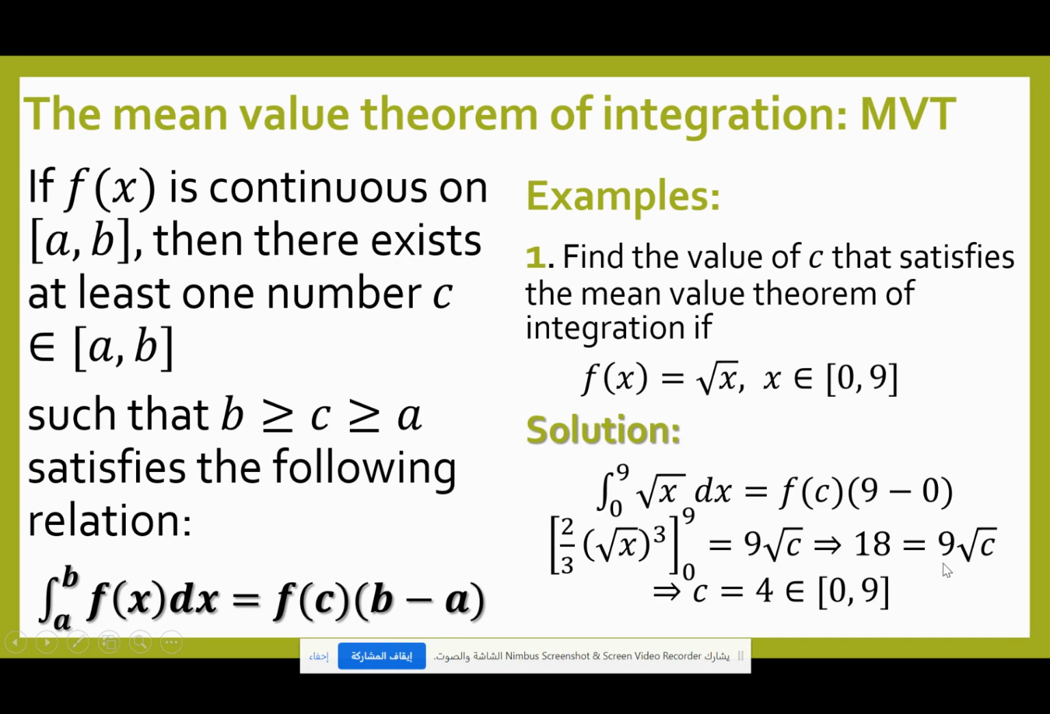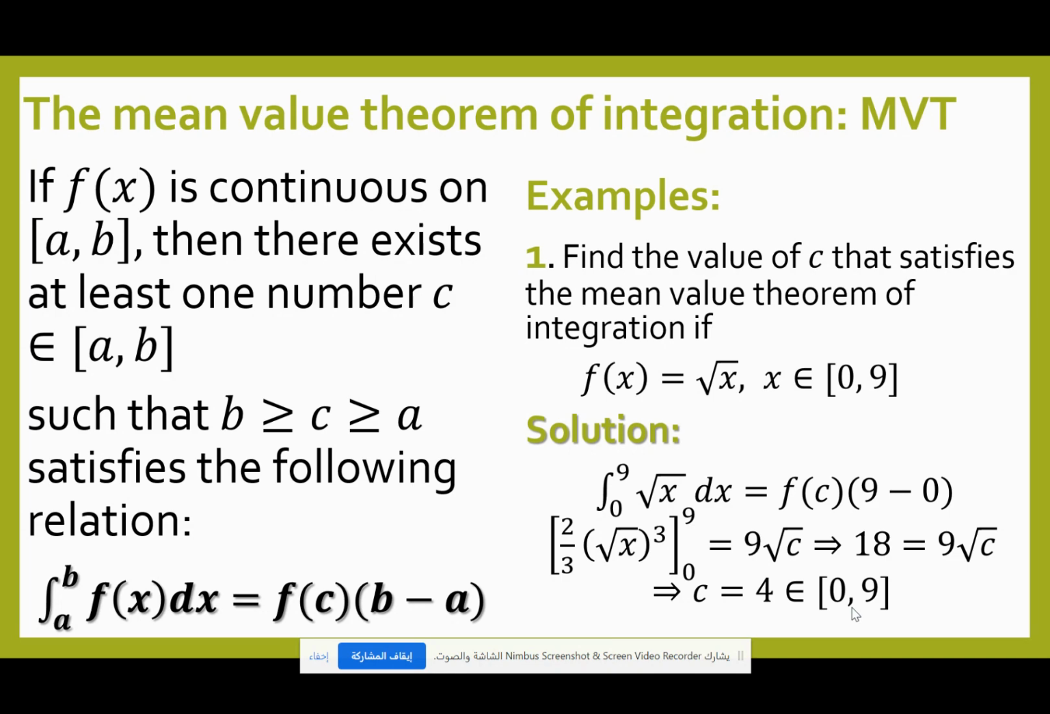Now you can divide both sides by 9. You will get 2. Square both sides, you will get 4. Ask yourself, does 4 belong to your given interval, to accept it, or not? If it belongs, you accept it. If it doesn't, you reject it. Actually, it does. c equals 4 belongs to the interval from 0 to 9, so we got a value for c. We are done with our lesson.